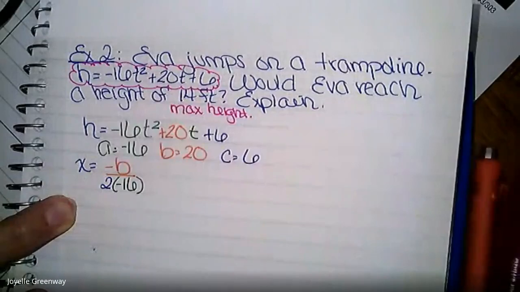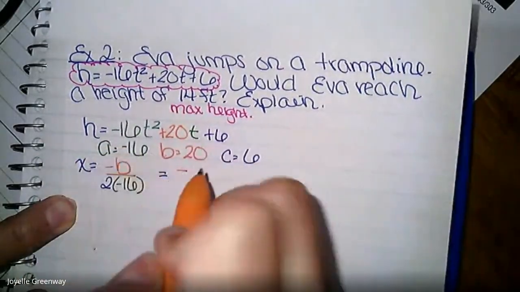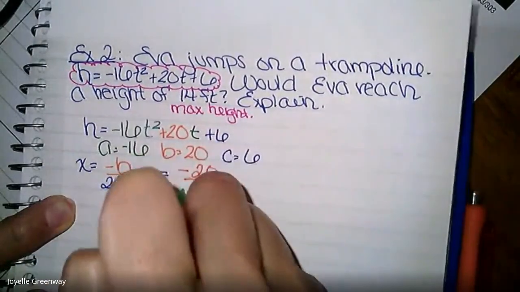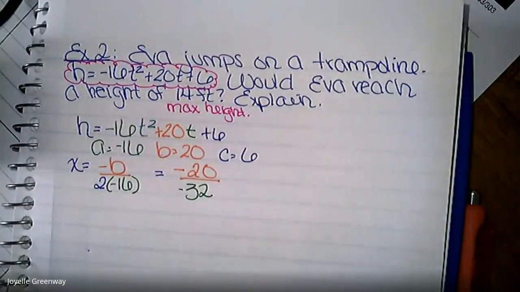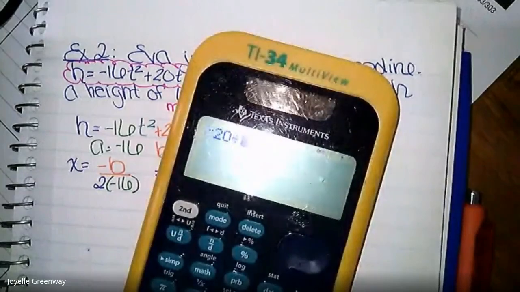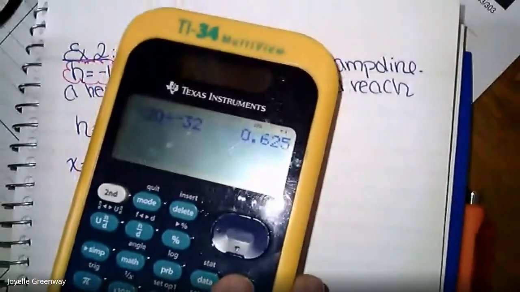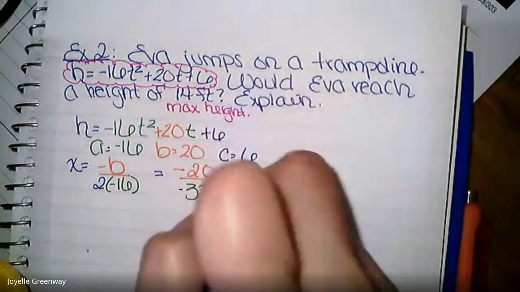So I have negative 20 over negative 32. And so negative 20 divided by negative 32 is 0.625. So that's when she reached her max height, right?